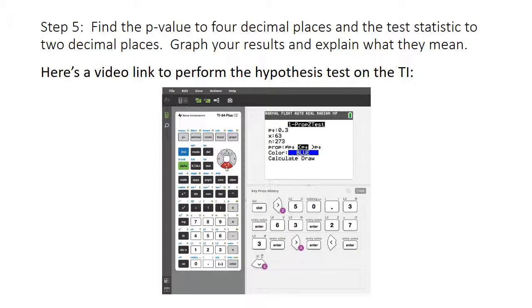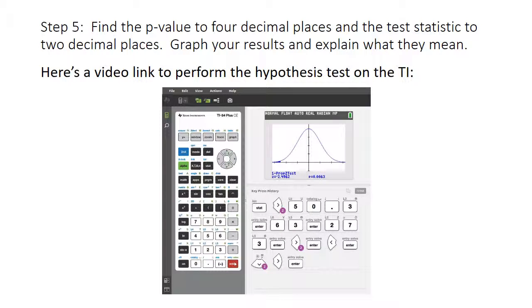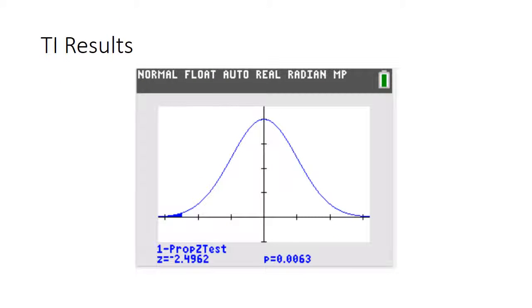Now arrow down, arrow over to draw. Go ahead and draw it. And here are the results we will talk about on the next screen. And here are the results we get. So this sketch shows us how likely our results are. The p-value does too, but the sketch shows us.